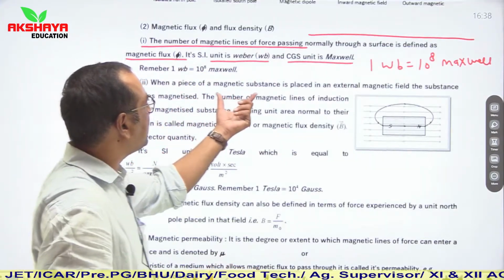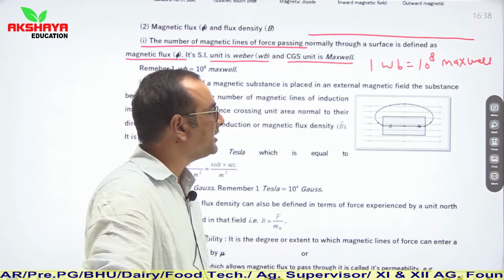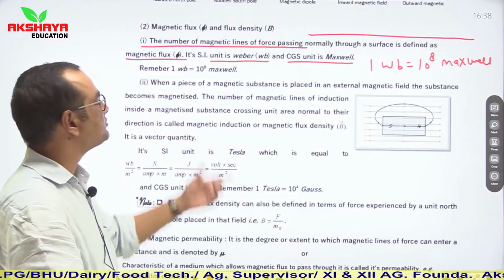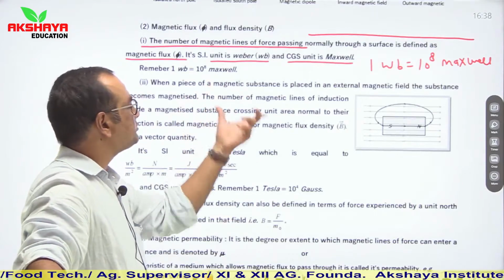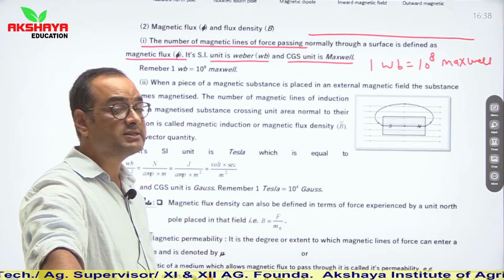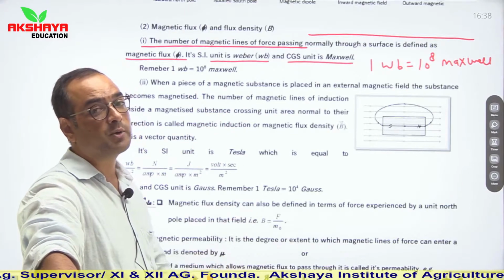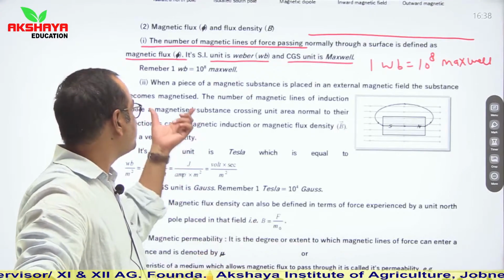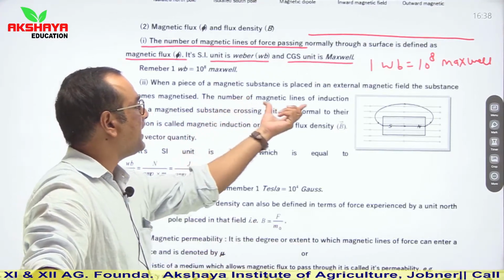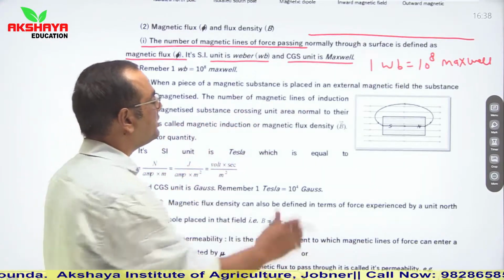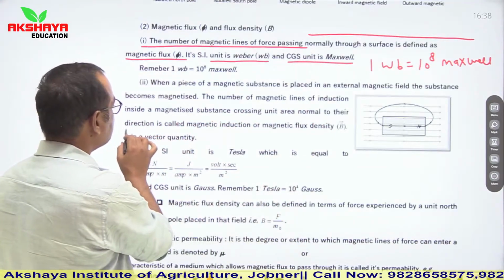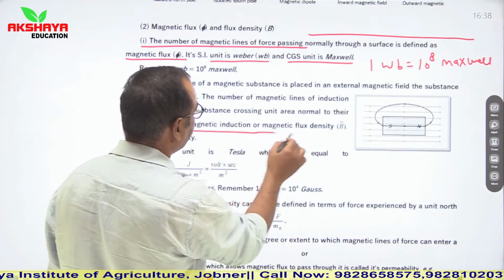When a piece of magnetic substance is placed in an external magnetic field, the substance becomes magnetized. Always keep in mind, whenever any piece of magnetic substance is placed in an external magnetic field, it also shows properties of magnetism, meaning it is magnetized. The number of magnetic lines of induction inside a magnetized substance crossing unit area normal to their direction is called magnetic induction or magnetic flux density.